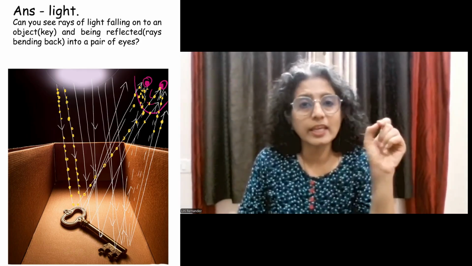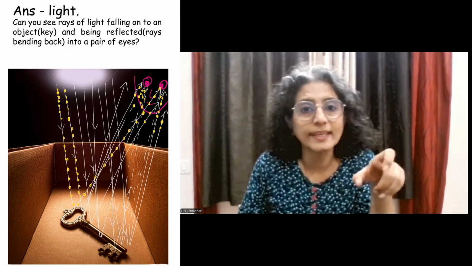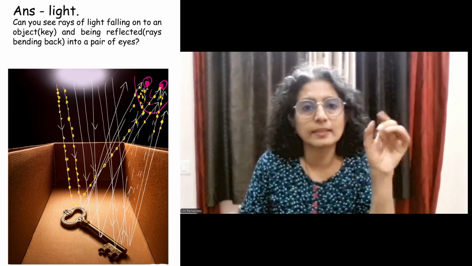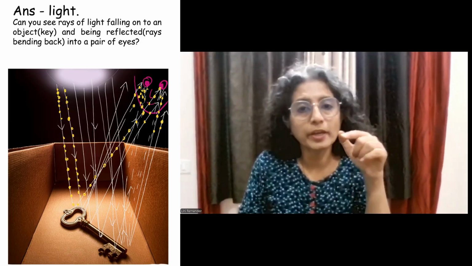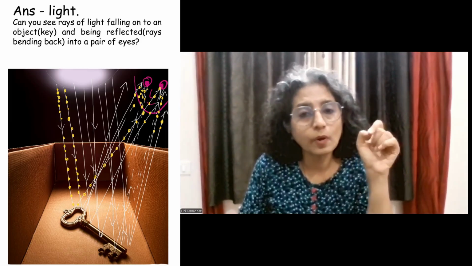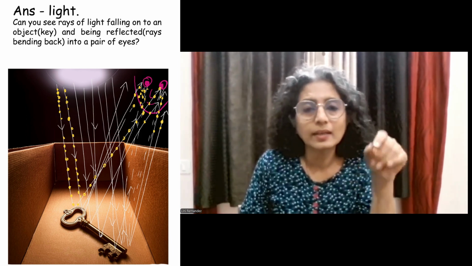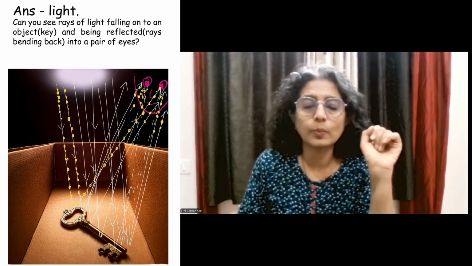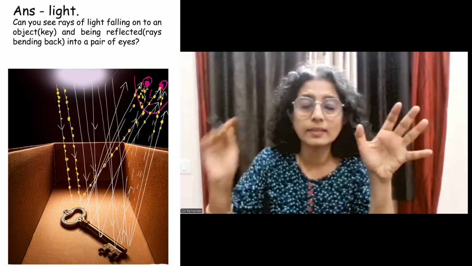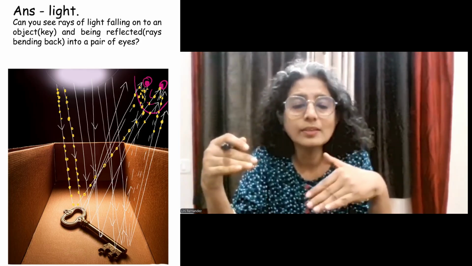Can you see rays of light falling on an object, in this case the key, and being reflected into a pair of eyes? So what is being reflected? The rays. What is falling on the key? Again, the rays of light. Can you see that? This is what will help you to understand the ray formation which we will be doing later on in the chapter.